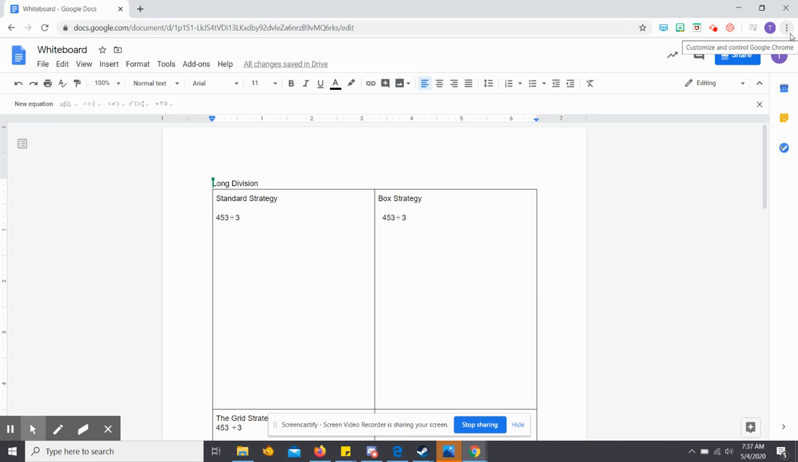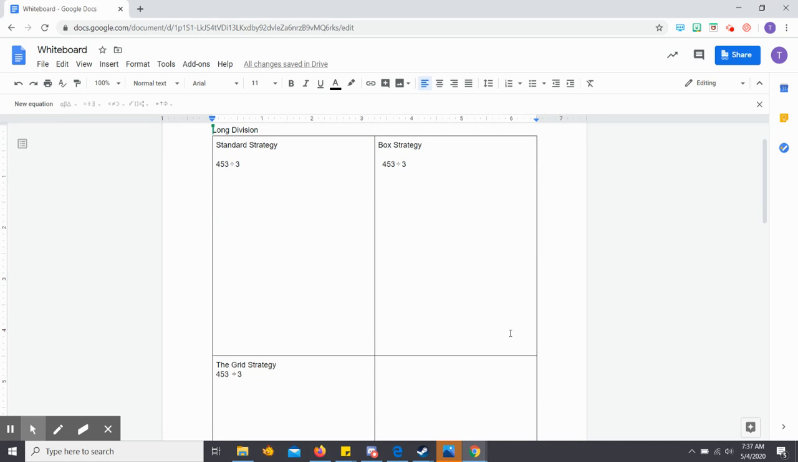Okay, so we're going to be working with long division this week. There's a couple of different strategies that you can use, and kind of like any video game that you're playing, you're going to want to use a specific strategy that makes the most sense for you. So the first one that I'm going to show you today is the standard strategy or the standard algorithm for dividing a multi-digit number by a one-digit number.